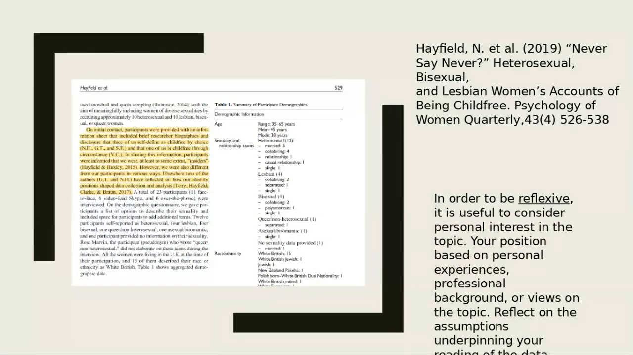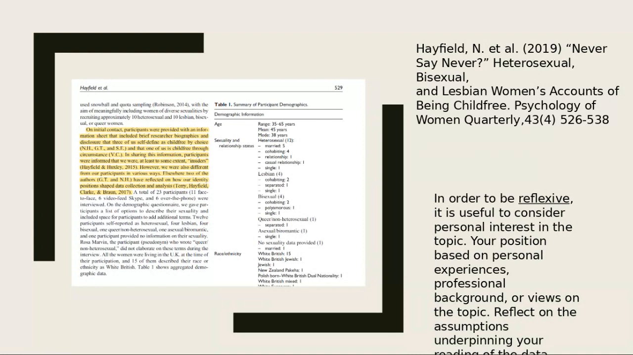And here they are explaining that, in order to be reflexive, which we said before is something you need to make explicit in your writing, it is useful to consider your personal interest in the topic, your position based on personal experiences, professional background, or views on the topic. So you need to reflect on the assumptions that you bring as a researcher into reading that data from your informant.